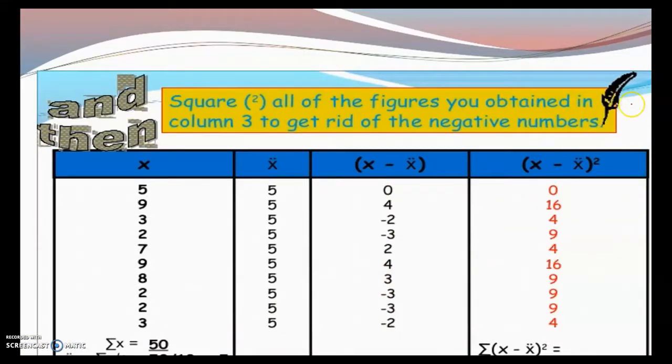Next, you have to find out the square of all these numbers, that is, x minus x bar. So here 0 square is equal to 0, 4 square 16, 2 square 4, 3 square 9, 2 square 4, 4 square 16, 3 square 9, 3 square 9, 3 square 9 and 2 square 4.